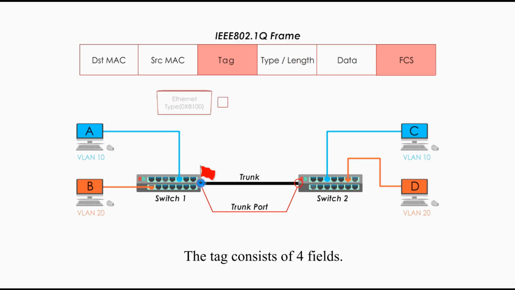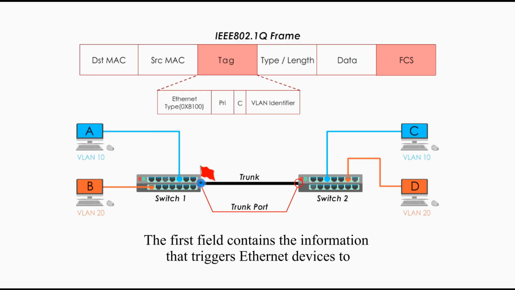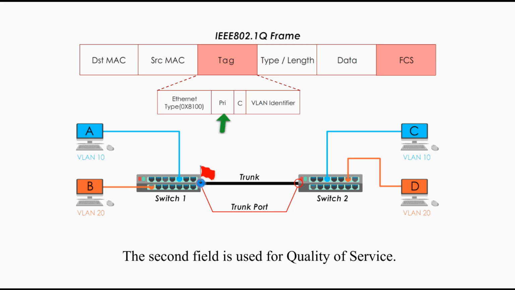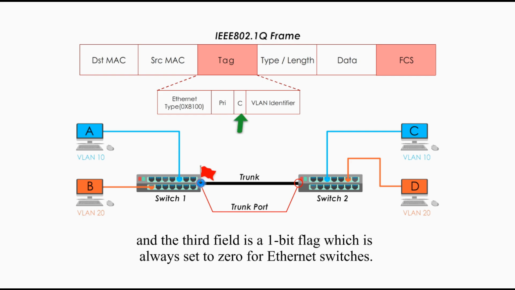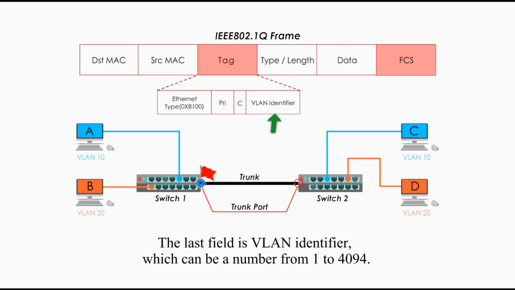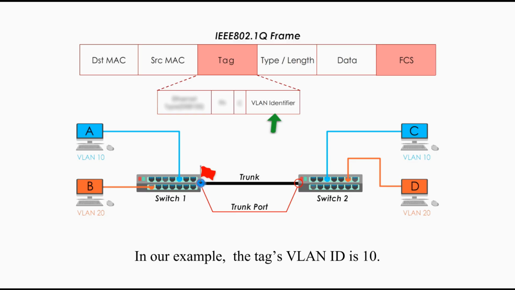The tag consists of 4 fields. The first field contains the information that triggers Ethernet devices to recognize this is a frame for a VLAN. The second field is used for quality of service, and the third field is a 1-bit flag, which is always set to 0 for Ethernet switches. It could be set for token ring networks, but it is rarely used in practice. The last field is the VLAN identifier, which can be a number from 1 to 4094. In our example, the tag's VLAN ID is 10.